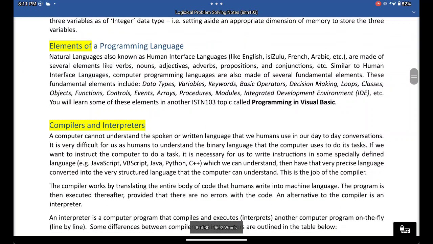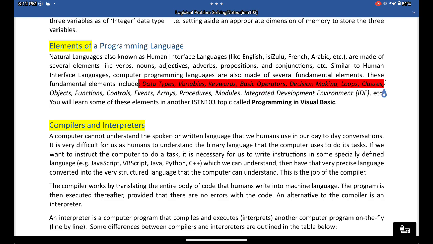Elements of a programming language are just like English, so your natural language has verbs, adjectives, all that. Your programming language, also known as your high level language, will be similar to that. It'll have data types, variables, keywords, operations, loops, classes, objects, all that. So it's like a language basically.